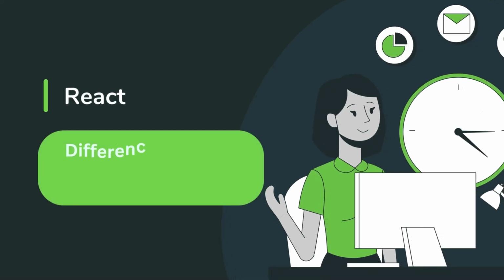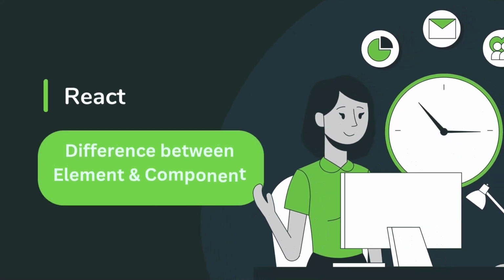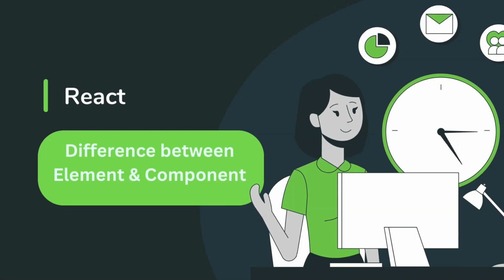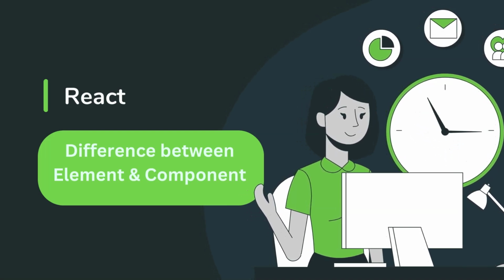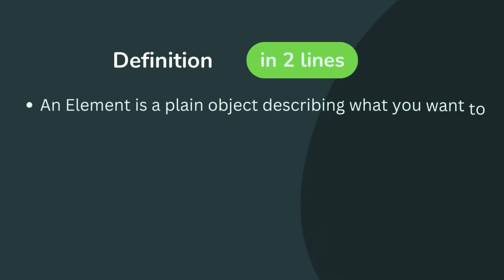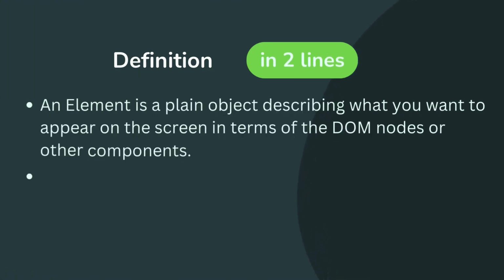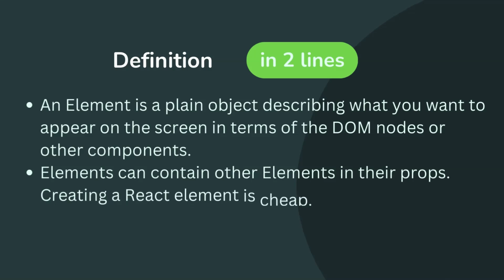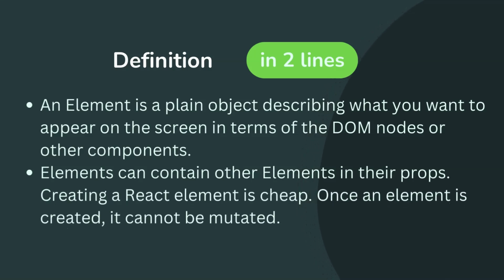Mostly asked React interview questions with answers. What is the difference between element and component? An element is a plain object describing what you want to appear on the screen in terms of the DOM nodes or other components. Elements can contain other elements in their props.